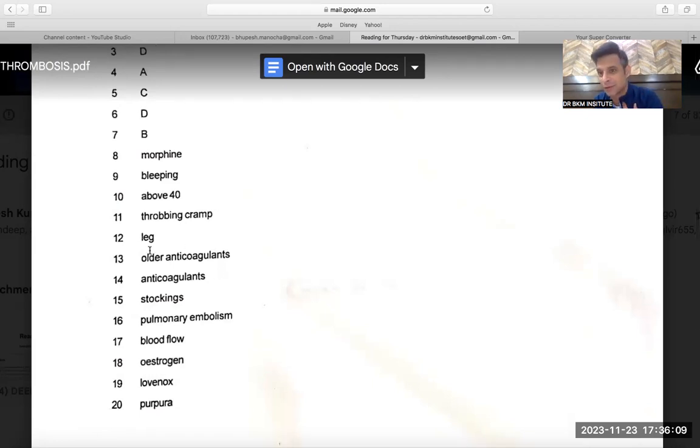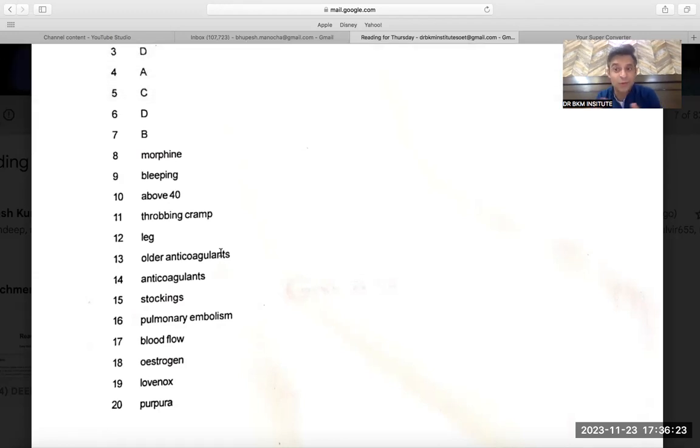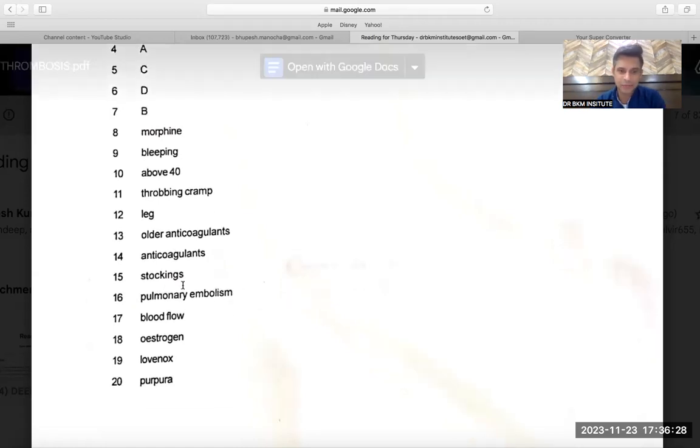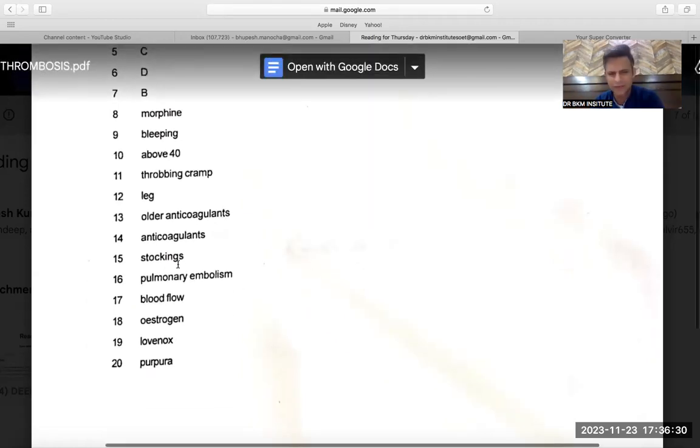These two questions I am proud of myself. These were the hard questions. Leg and older word. Because the next question was also anticoagulant, so I got it that he wanted to ask which category. If you write only anticoagulants, it can be right, but they ask which category, older or newer. So that is where I use the word older. And then stockings, yes, I did. It is better to write the complete word, elastic compression stockings, which should have been the right answer.